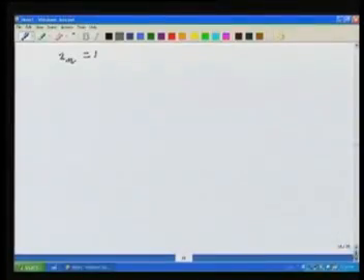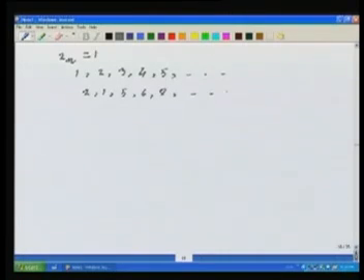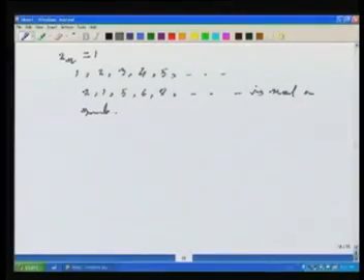Well, what is not a subsequence? For example, let us look at this sequence xn equals n. So the terms are 1, 2, 3, 4, 5 and so on. If I look at this now, 2, 1, 5, 6, 8, then this is not a subsequence. Why so? Because I have changed the order here, which I am not supposed to do.